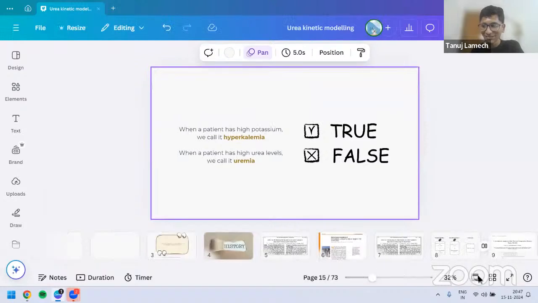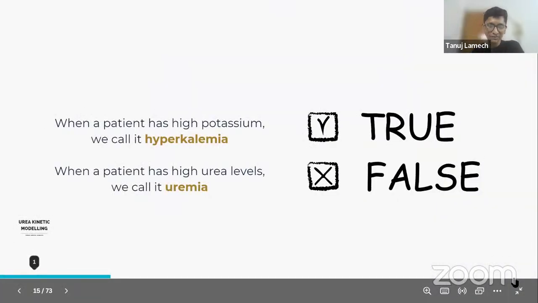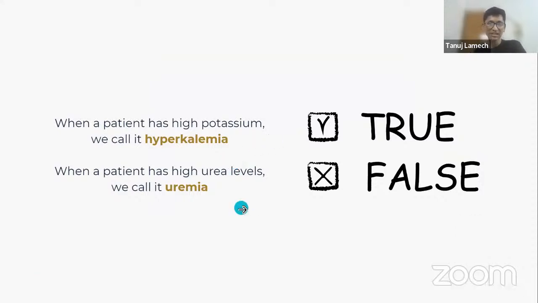So hopefully most of you would have gone with false, because the answer is false. When somebody has a high potassium, it is called hyperkalemia, but a high urea level does not mean uremia. So what does a high urea level mean? It means azotemia. The word we use when the urea level is high is azotemia. We don't use the word uremia.